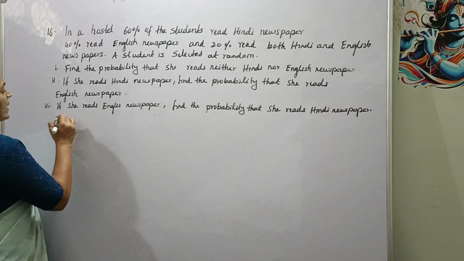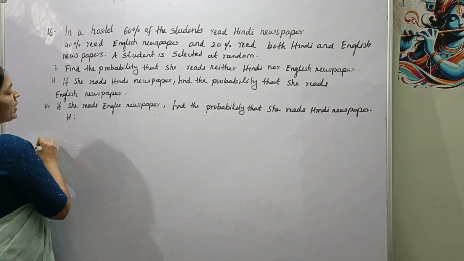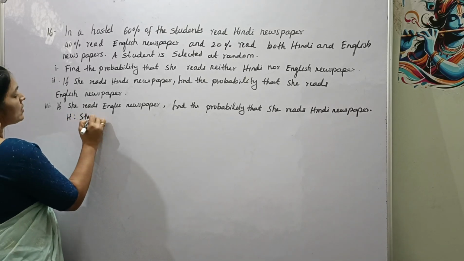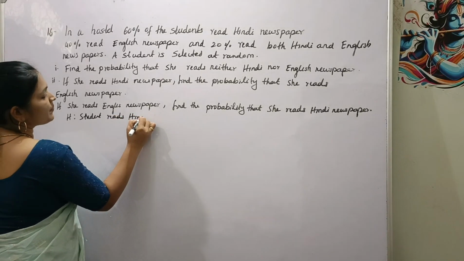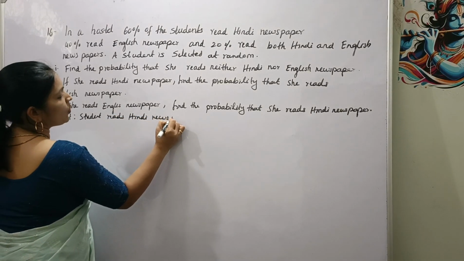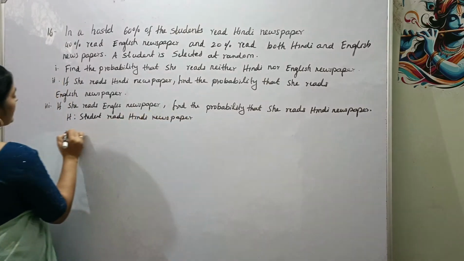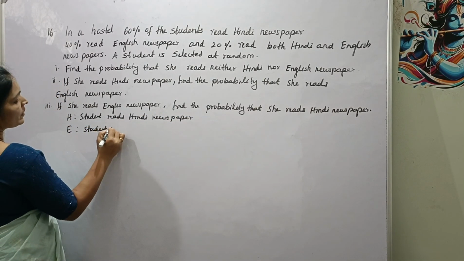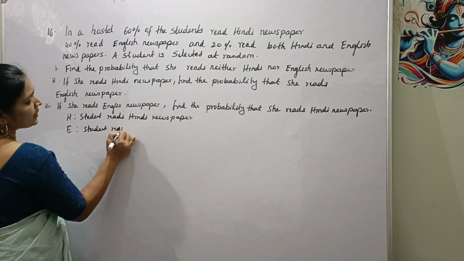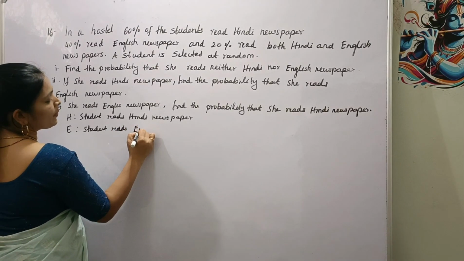Okay, so first of all, let's take the event. Let H be the event: student reads Hindi newspaper. Okay, and let E be the event: student reads English newspaper.